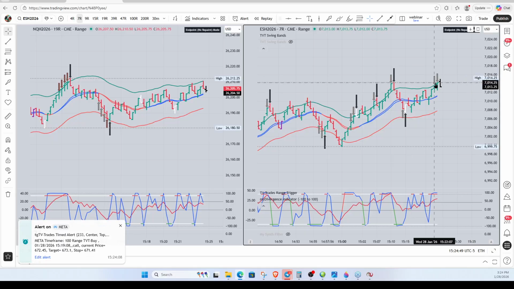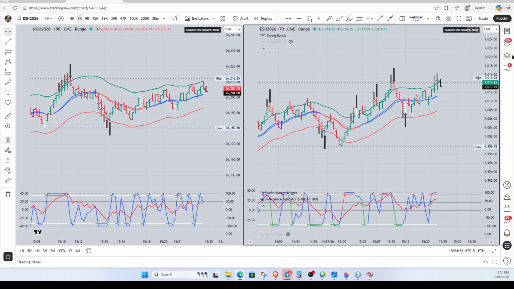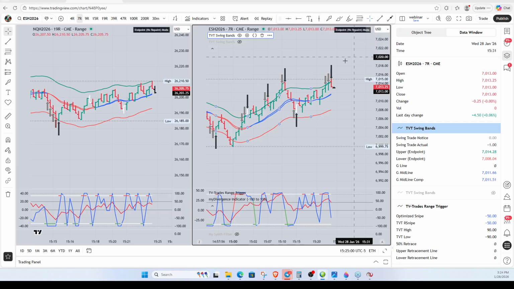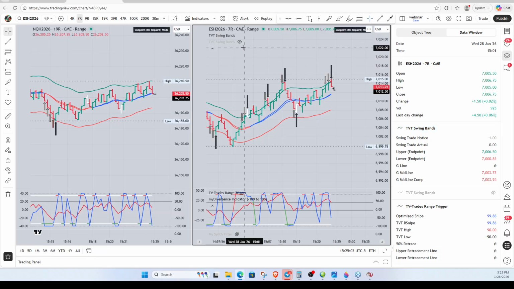The ES, I can't tell. I don't have it. It's not filtered on this one. That's right, it's not filtered on this one. But I had the filter on. The ES has got a trade here.